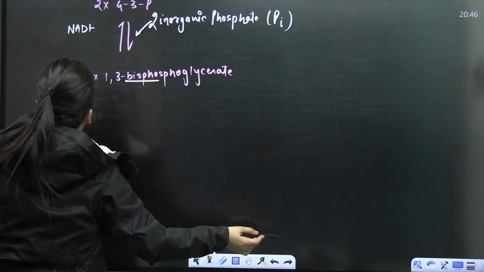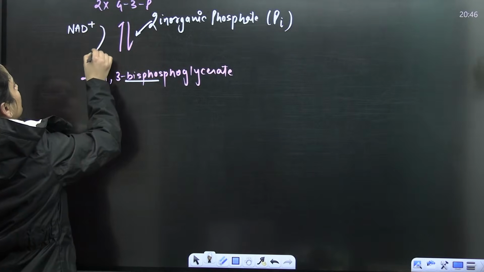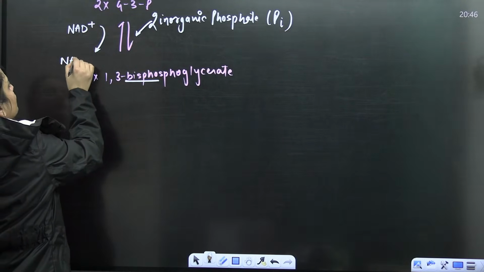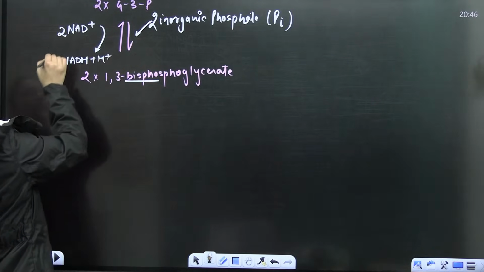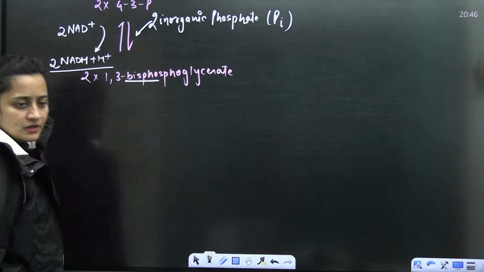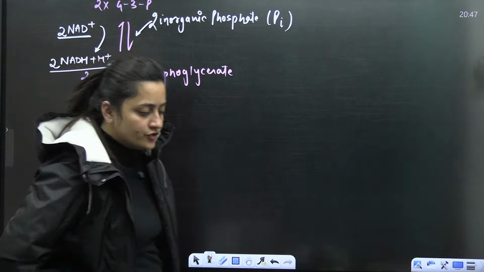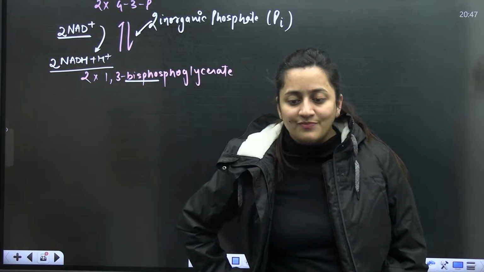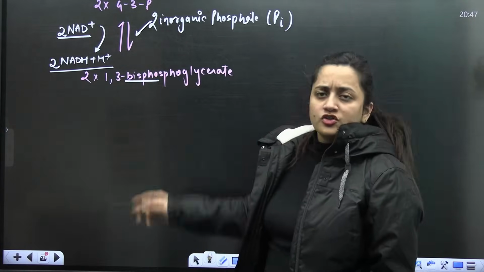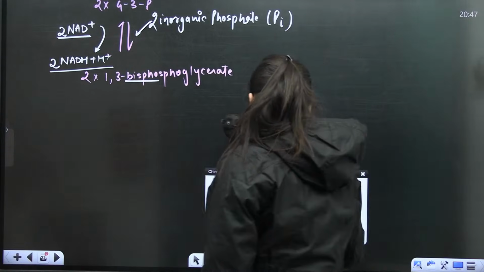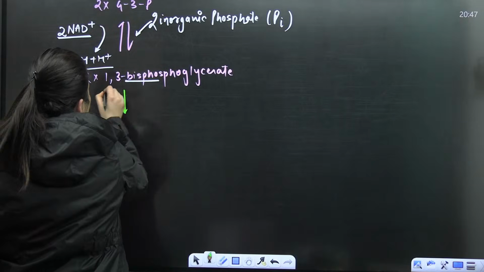Now here, your NADH. This NAD, nicotinamide adenine dinucleotide, is getting reduced. So 2 NAD will give you 2 NADH2. Are you getting my point? So here, what is taking place? Oxidation, phosphorylation, dehydrogenation. So NADH2 will form here. We'll explain it. Then this is the 7th step.